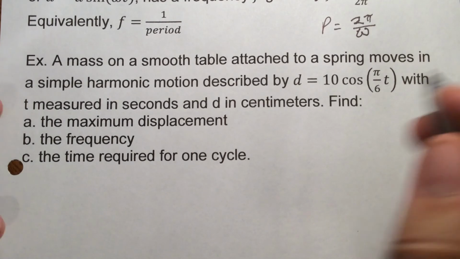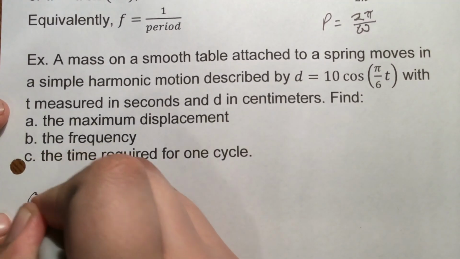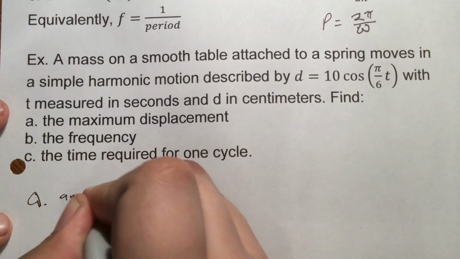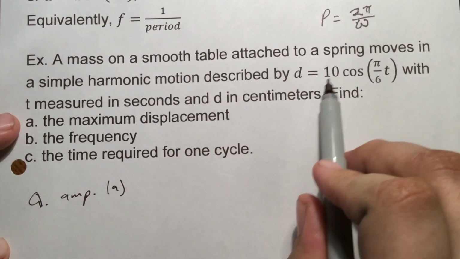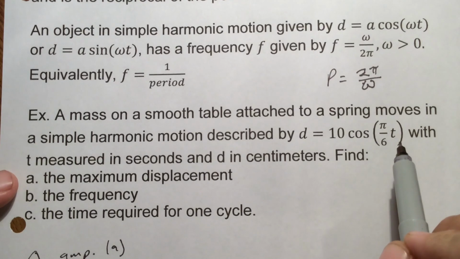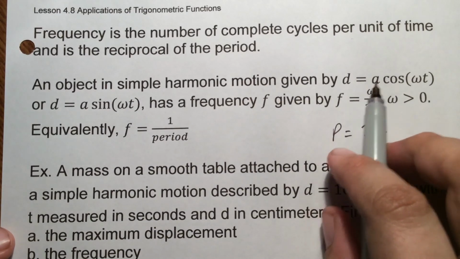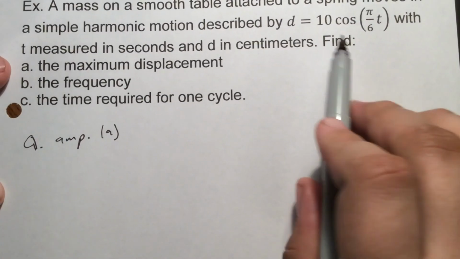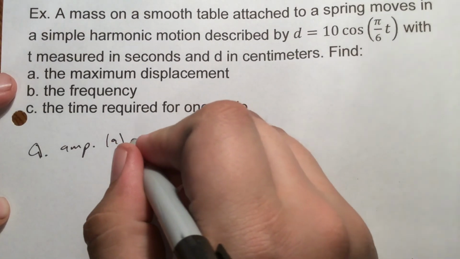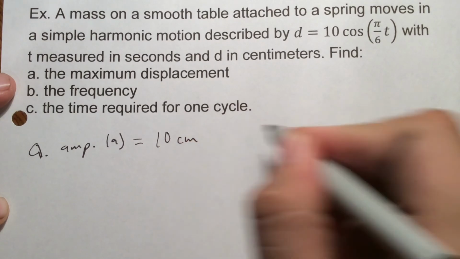So maximum displacement. Part A is finding amplitude, which is that A. Whatever's right in front, so if we had cosine here, A is what they're looking for. That's your displacement, whatever number's in front here. Our number in front is 10, so that would equal 10 centimeters.